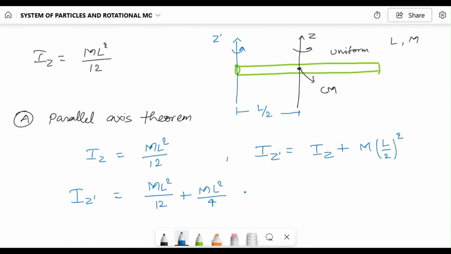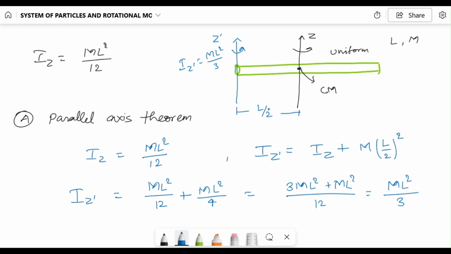This is going to be L square by 4. So what we can write here is 3ml square plus ml square by 12, and ultimately 4 by 12, that will be ml square by 3. So about this axis, the moment of inertia will be ml square by 3.